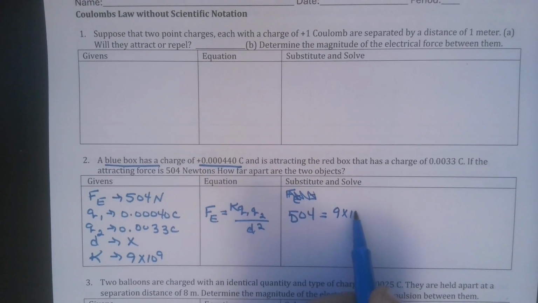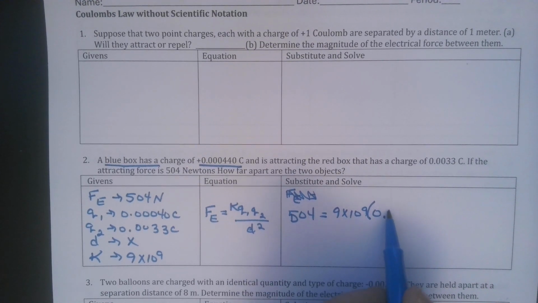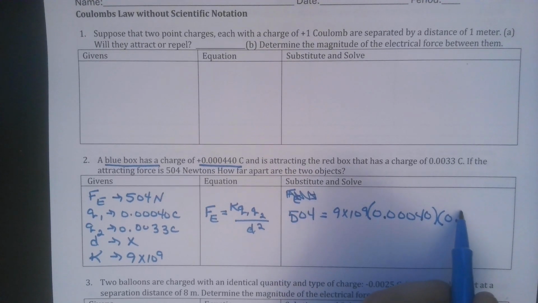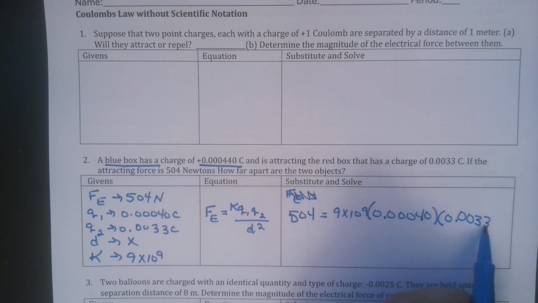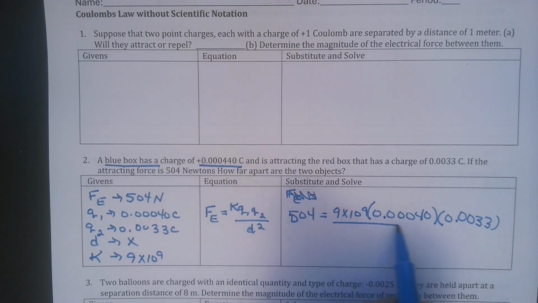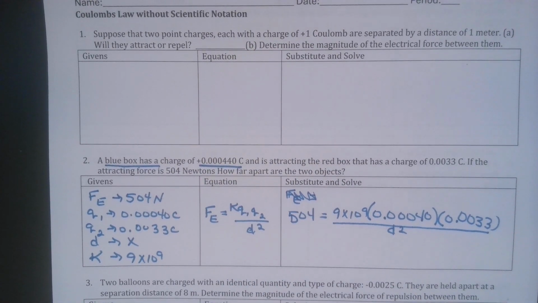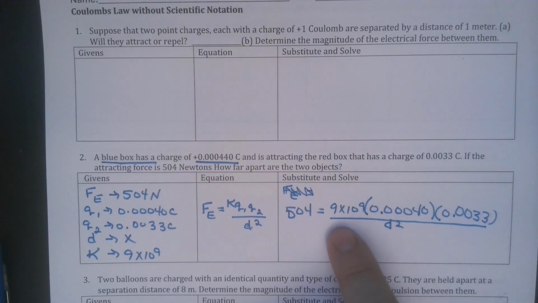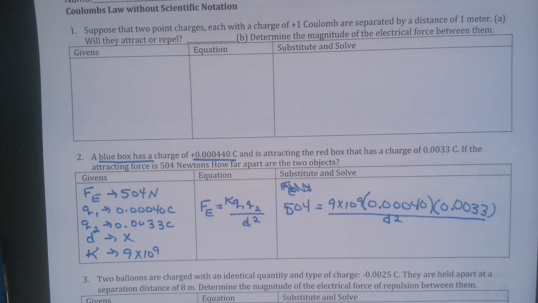9 times 10 to the 9 times 0.0004 times 0.0033 all over d squared. So in order to solve this on the calculator, I'm going to put all the numbers on the top of the fraction in my calculator.